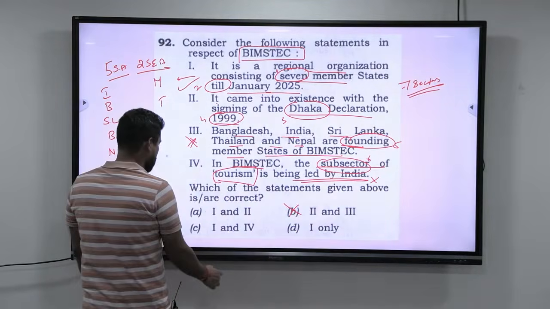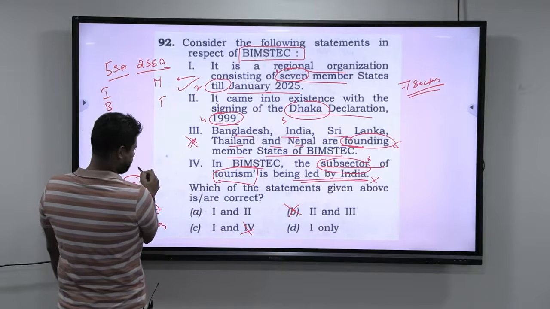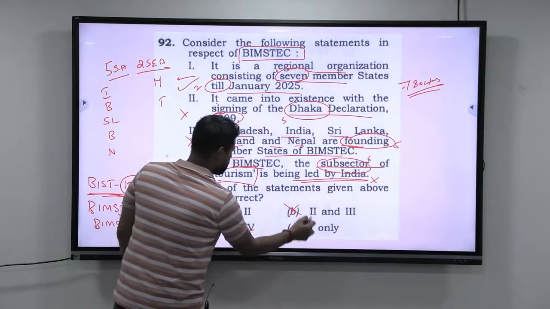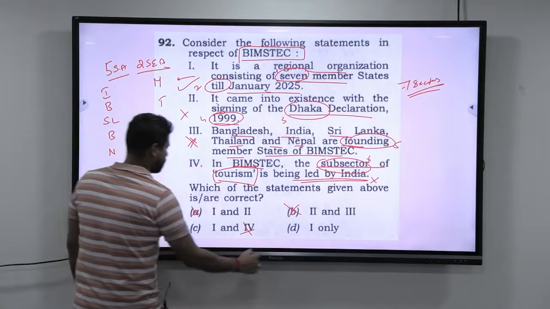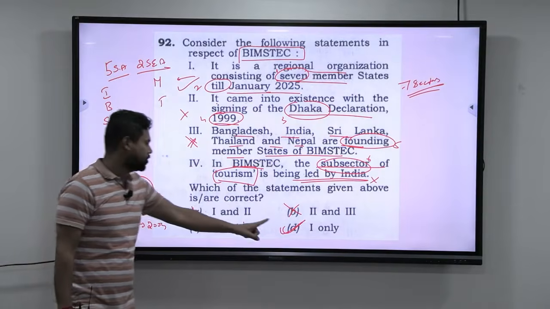The fourth option is wrong. So, if you remove this fourth option, the first option and the second option are also wrong. So this is also gone. So this is also gone. So the answer here is 1 only. So look at this. The answer is 1 only.